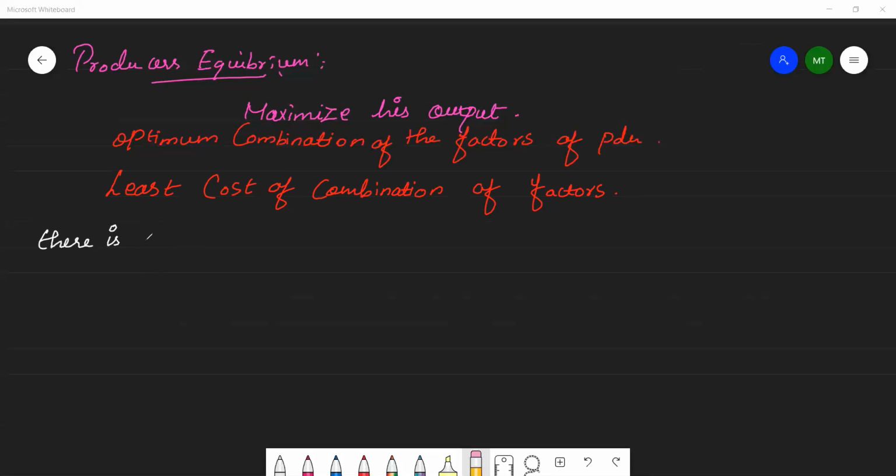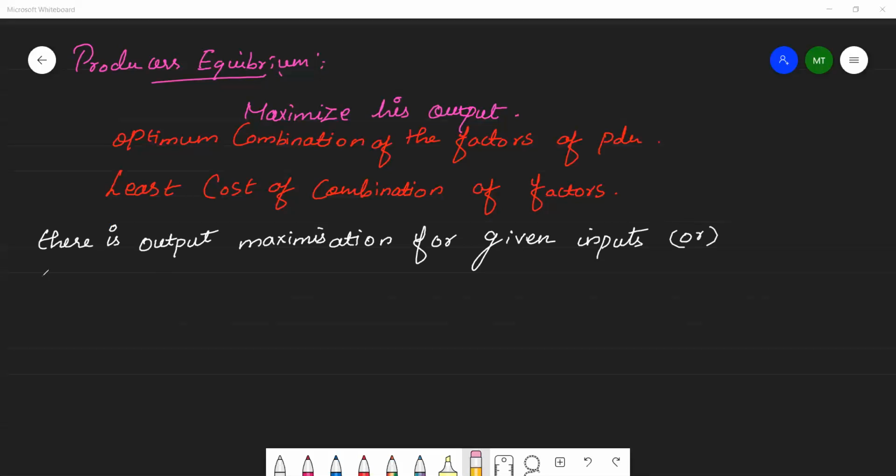There is output maximization for given inputs, or there is cost minimization for given output.